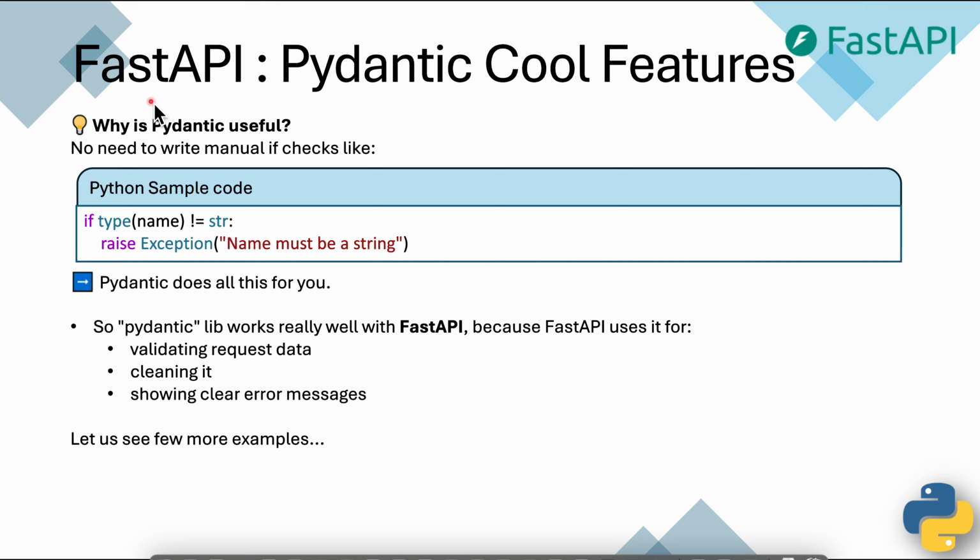FastAPI Pydantic cool features. Why is Pydantic useful? No need to write manual checks like if type of name is not equal to string, raise exception, name must be string. For this kind of sample code, Pydantic does all this for you. Pydantic works really well with FastAPI because FastAPI uses it for validating request data, cleaning it, and showing clear error messages. Let us see a few more example codes.